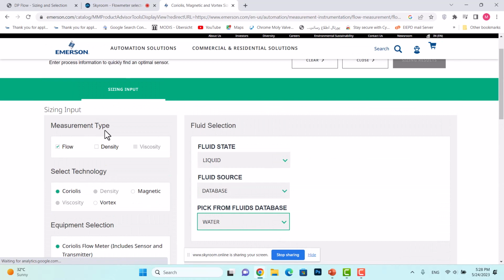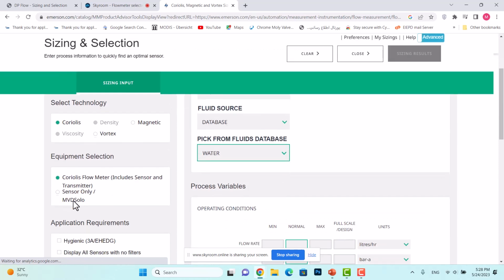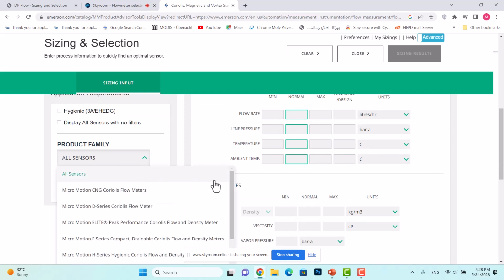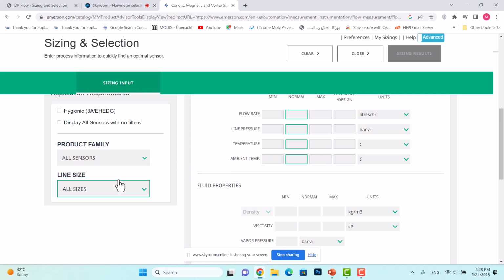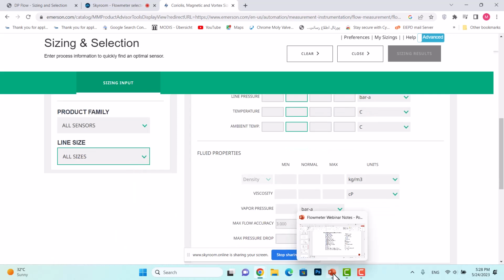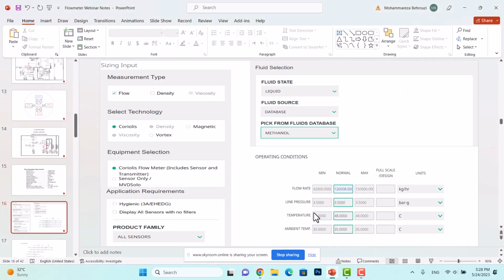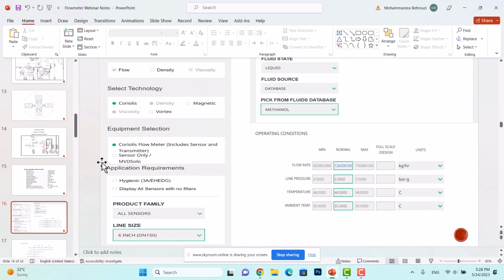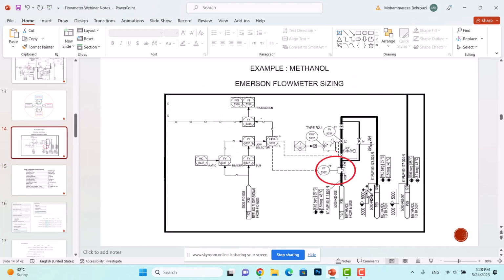Here it says that the measurement type is flow, and select technology: Coriolis, magnetic or vortex. We select the Coriolis type, and for equipment selection, Coriolis flowmeters, all of the elements should be included. Application requirements, we do not click anything here. Product family: it has different product families, but we select all sensors. And line size: look at the line size here. It is 6 inches. You can look at the piping ID, it is 6 inches.